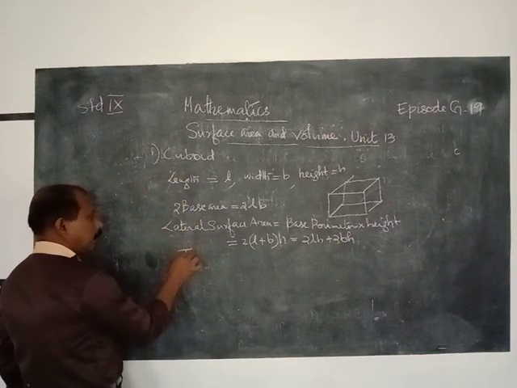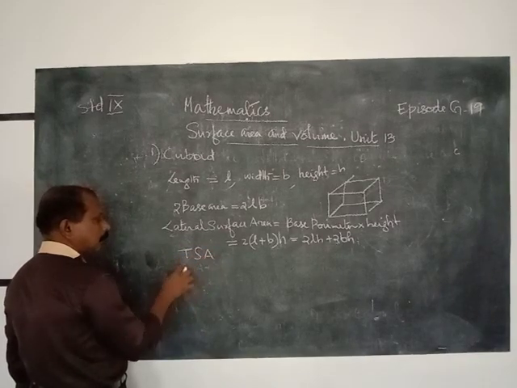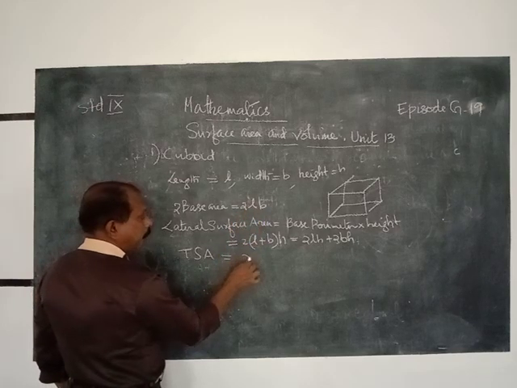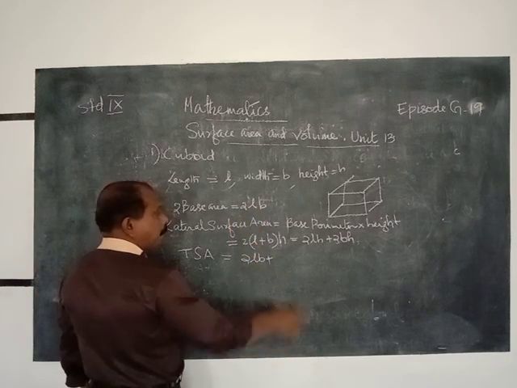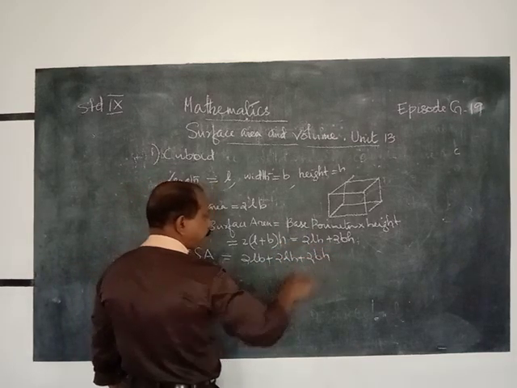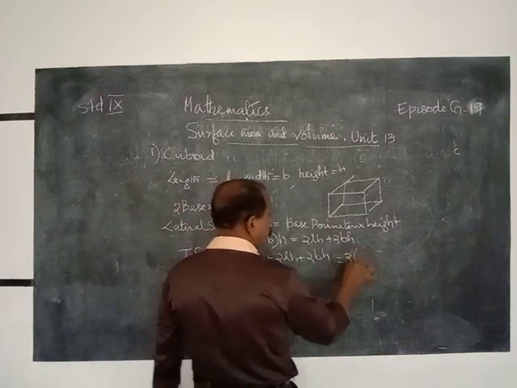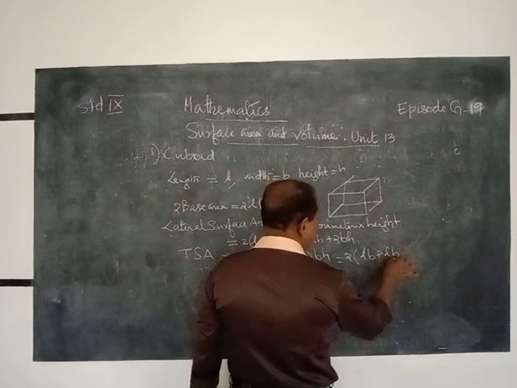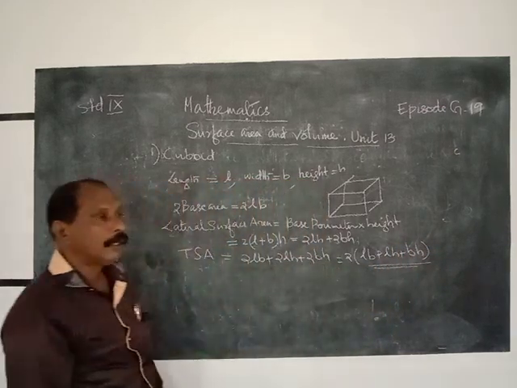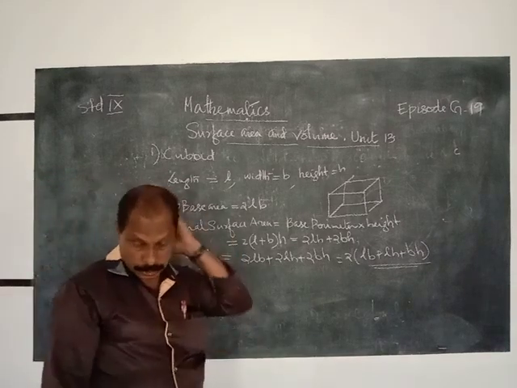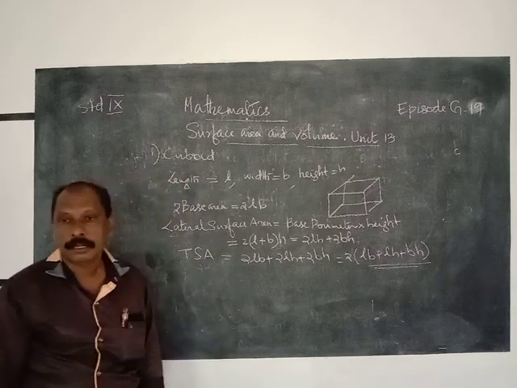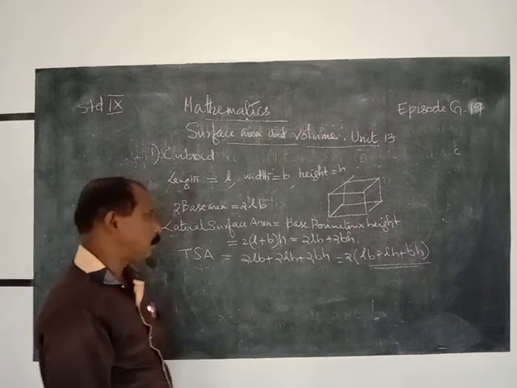Therefore, total surface area, TSA means total surface area, is equal to 2 base area, that is 2LB, plus lateral surface area 2LH plus 2BH. We take 2 as common, that is 2 into (LB plus LH plus BH). That is the total surface area of the cuboid. Area is always in square units and the volume is in cubic units. That means for centimeter, area is in centimeter square and the volume is in centimeter cube, that is cubic centimeter.